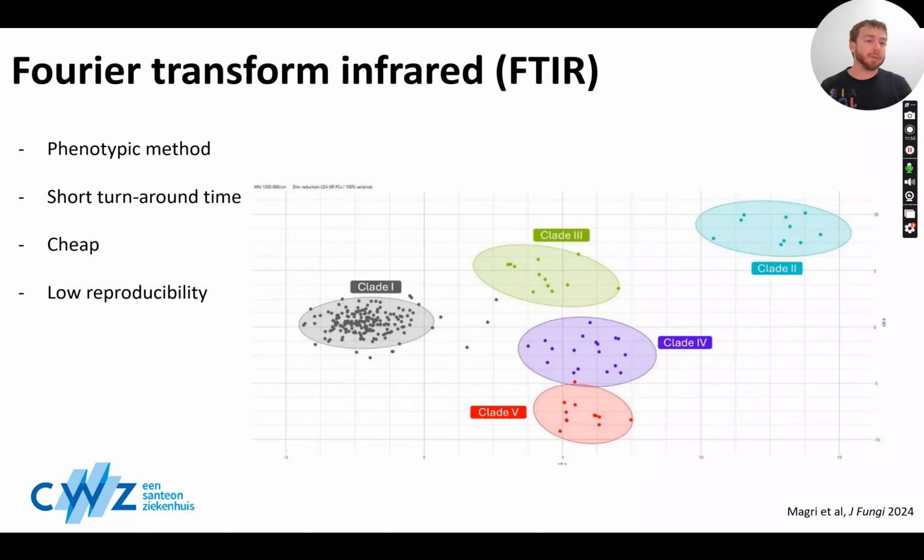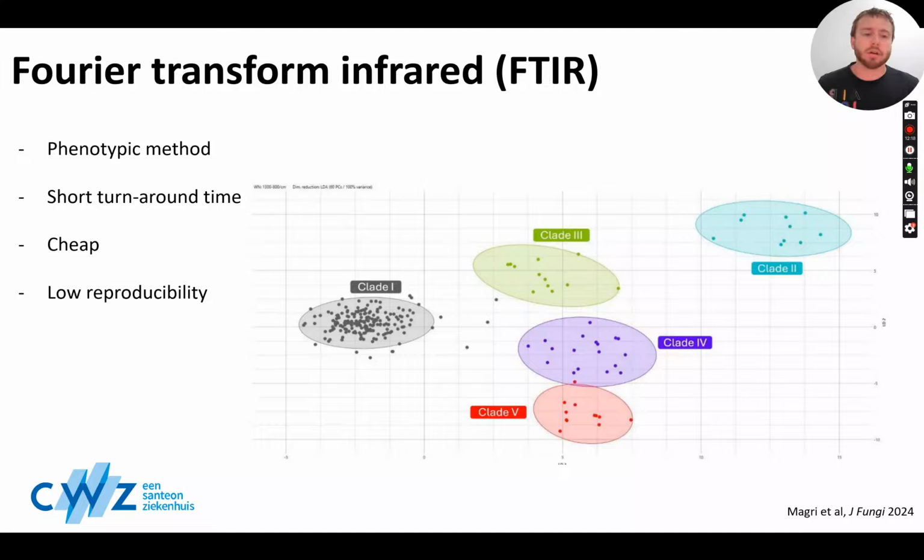Another method is the Fourier transform infrared. This is quite a new method actually, and in contrast to the other methods that I discuss and also will discuss, this is a method based on proteins. All the others are molecular methods. What is the big advantage of this method actually is that it has a very short turnaround time and is cheap. Two things you really would like in an outbreak setting, but at the moment the reproducibility is rather low actually.